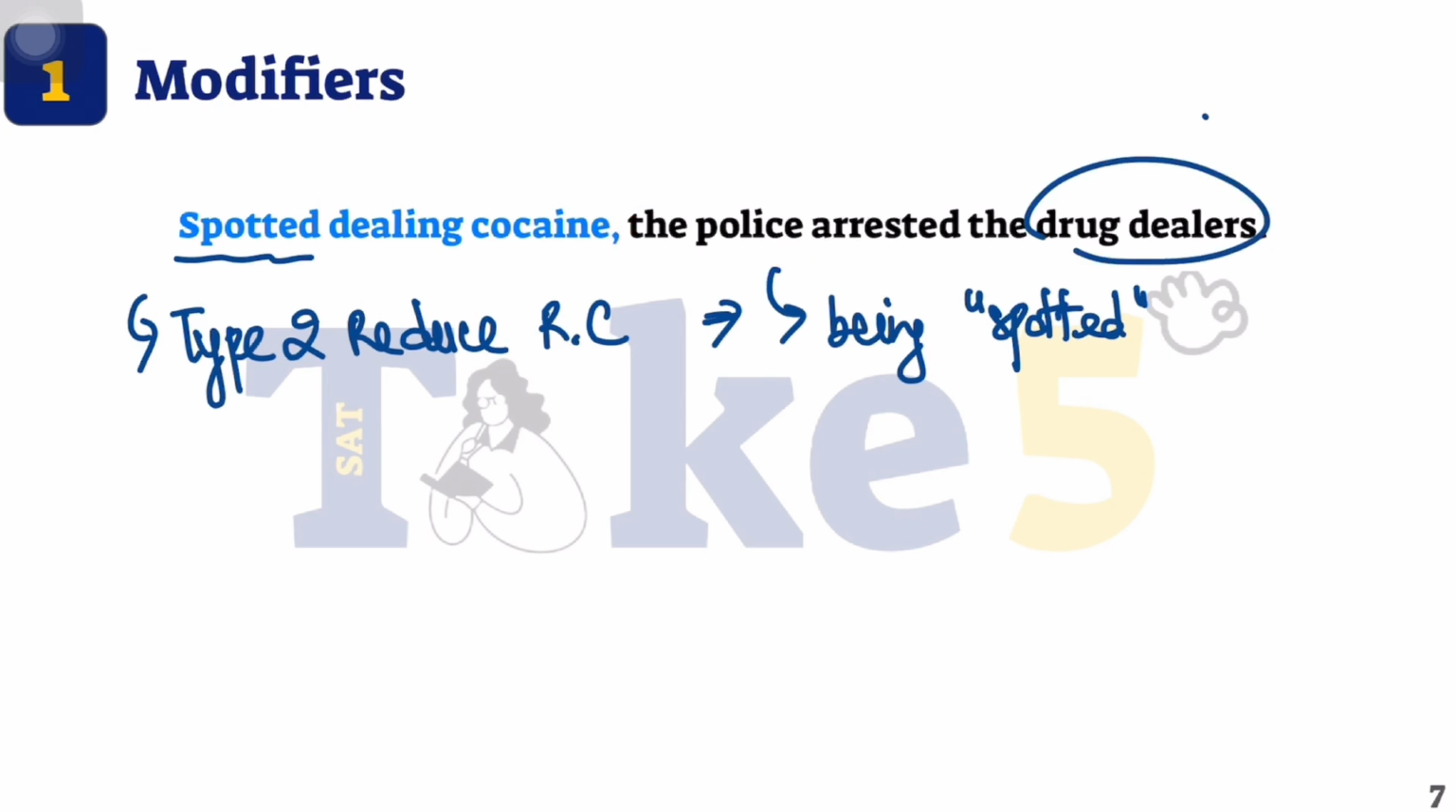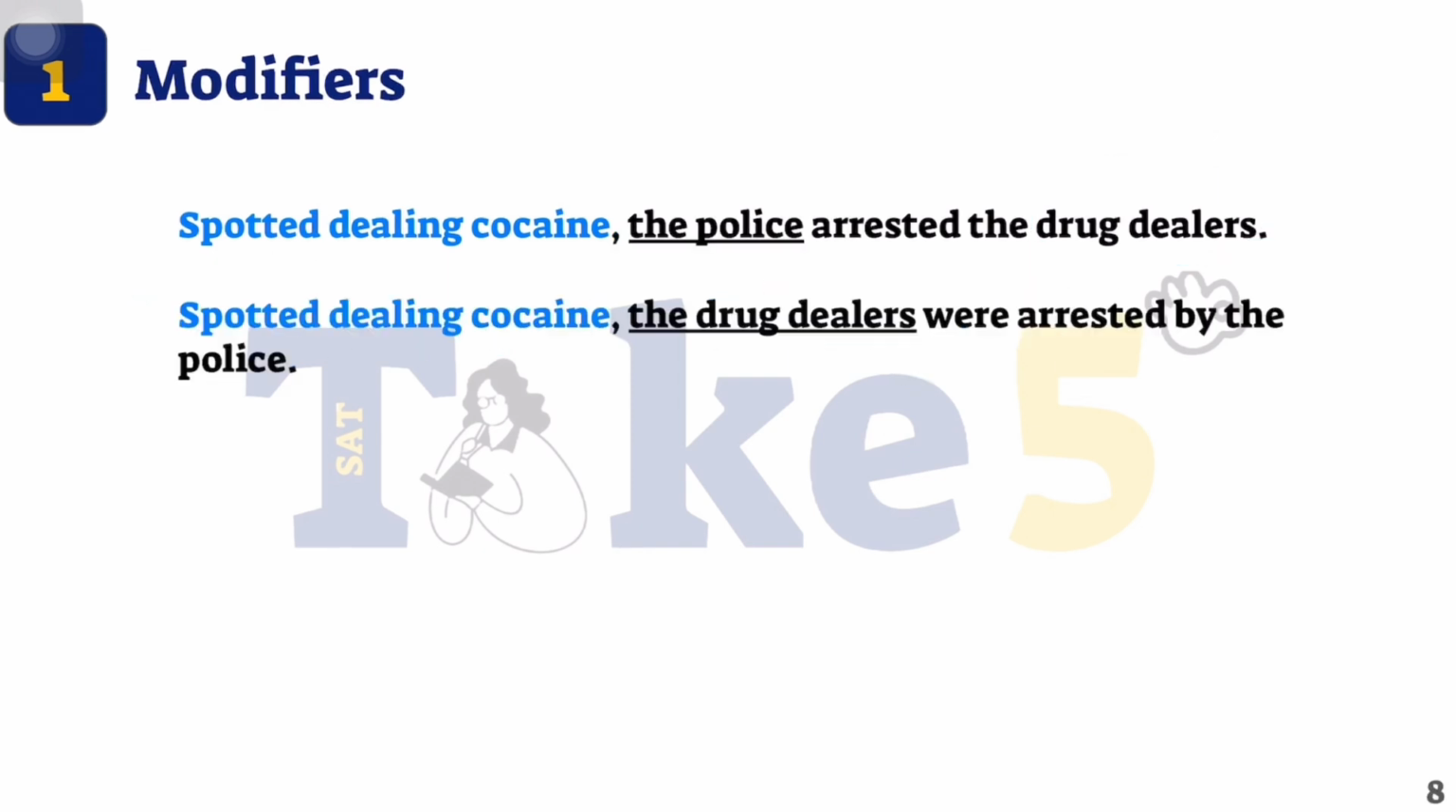It should be the drug dealers who received this action or who were spotted. So we can change this by switching to the right subject of this modifier, the drug dealers. But this also means we need to change the main verb to passive form as well to ensure correct verb form, since they are the receivers of the action arrest as well.